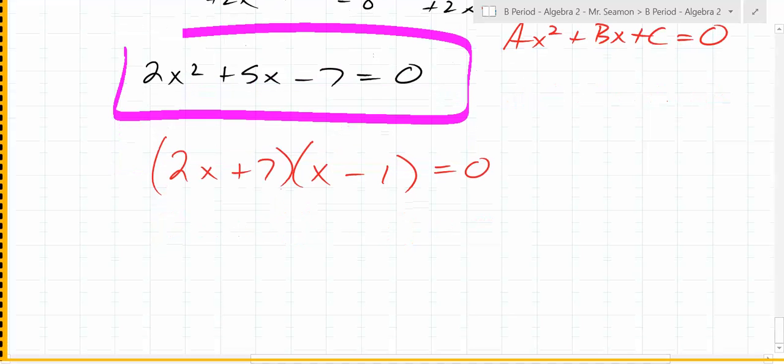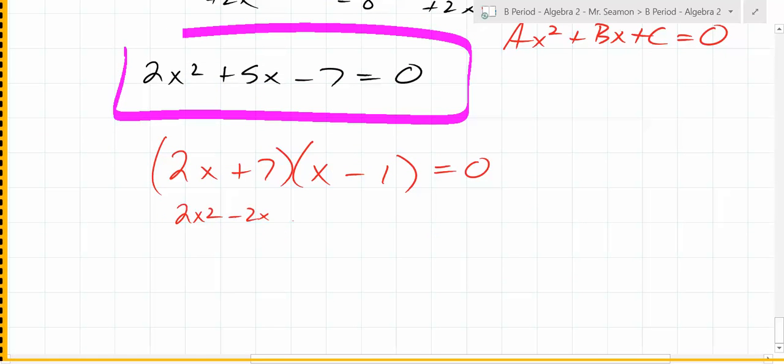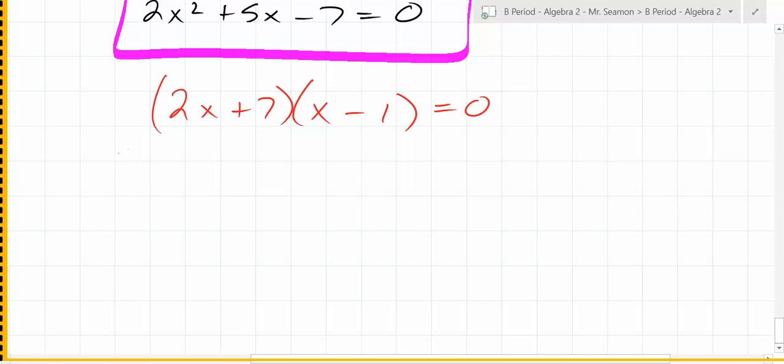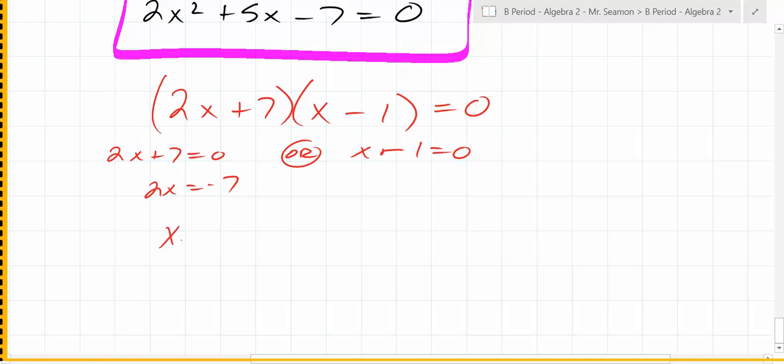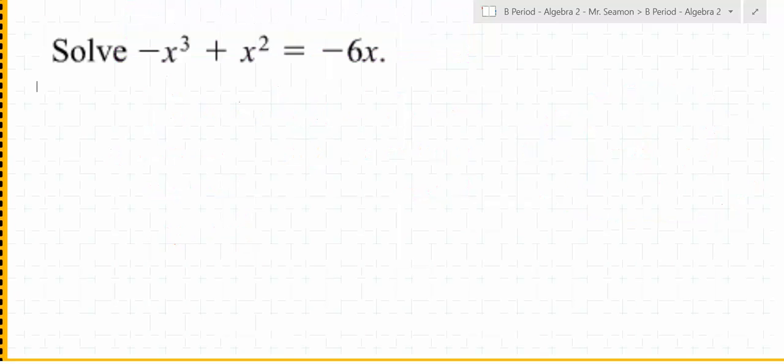Yeah, does it? You have to check it. 2x squared minus 2x plus 7x minus... Does that work? Yeah, what's -2 plus 7? It does work. So if that's true, what's the next line? You break it apart into 2 statements. What are the 2 statements? Or... equals 0, so 2x equals -7, x equals -7 over 2, or x equals 1. So you write it as -7 over 2, comma 1. There's your final answer.